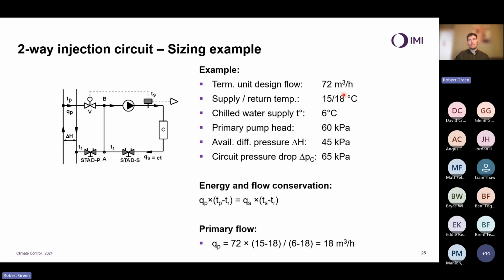My supply and return temperature at design conditions is 15 degrees supply, 18 degrees return. So therefore my return back into my primary system is also going to be 18 degrees. There's nowhere for the water to go. It has to go back at 18. We're supplying this circuit with a 6-degree flow temperature.